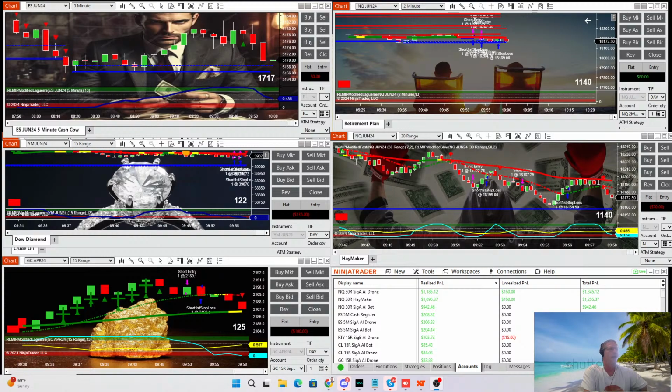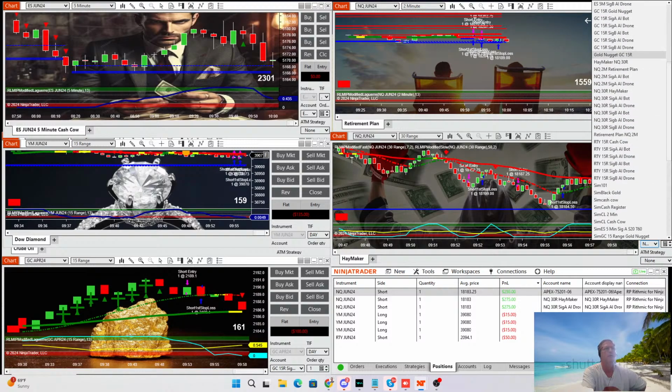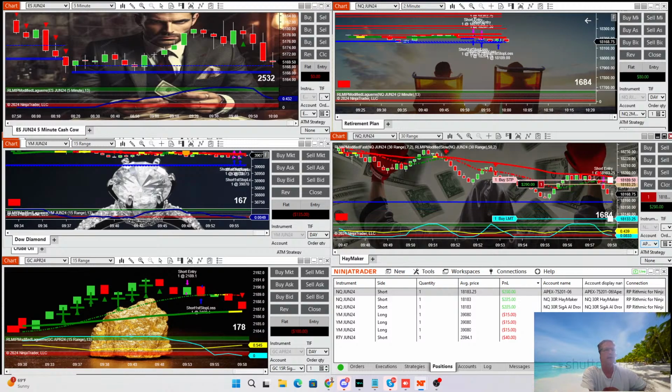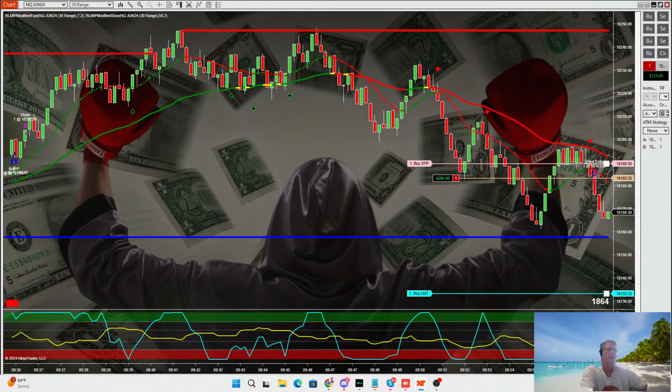So we put the, let's see, we put this one in my Apex. That's the 30 range. So let's go up to the Apex here. And let's take a look at this trade here. It's retesting that low.